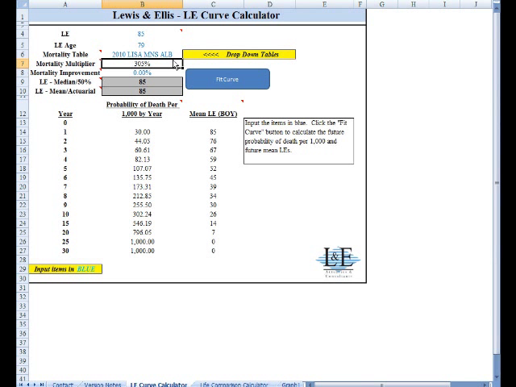As the years progress, the probability of death increases and the LE decreases. When the probability reaches 100%, it is assumed that 100% of the population under these circumstances will be deceased. Again, it is important to remember that these probabilities are calculated such that the individuals have survived the previous year.